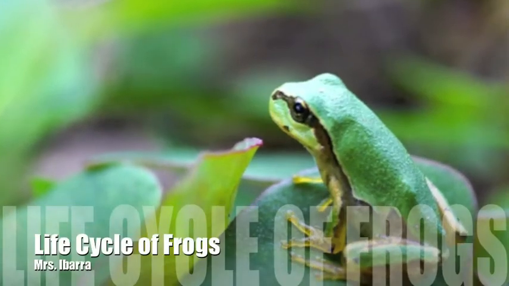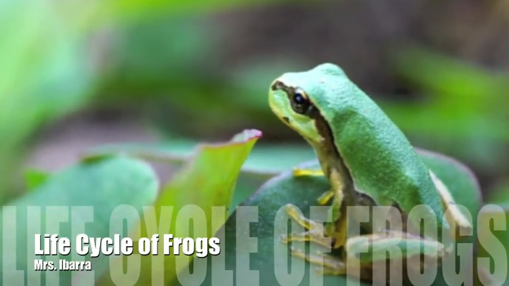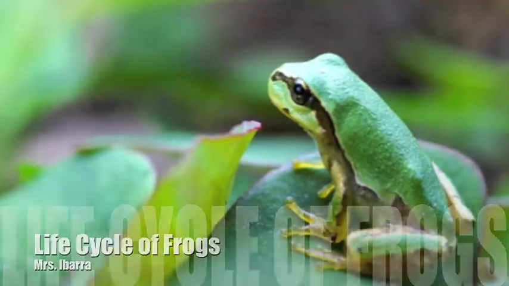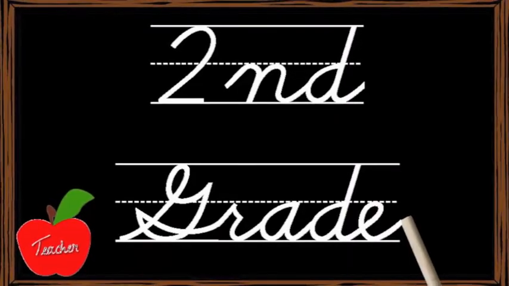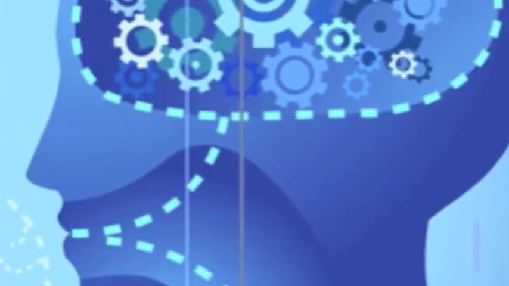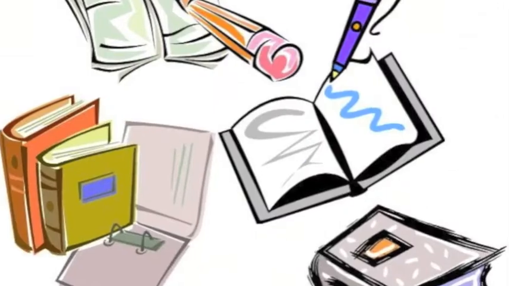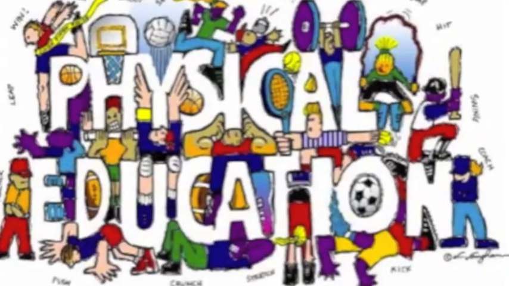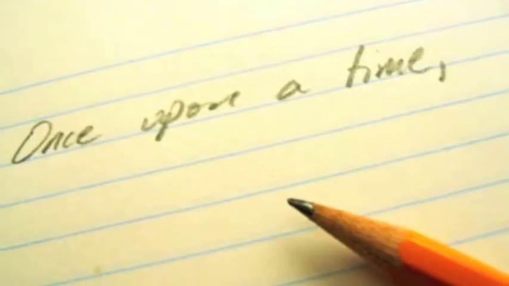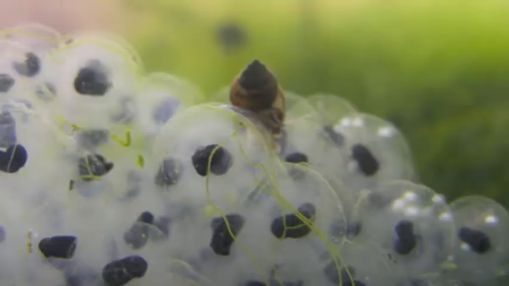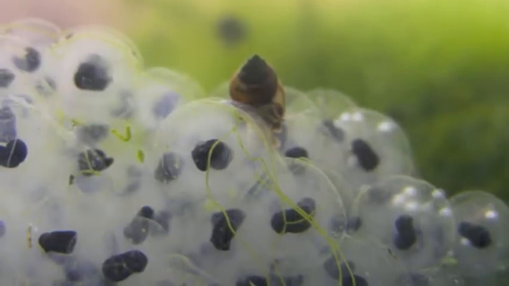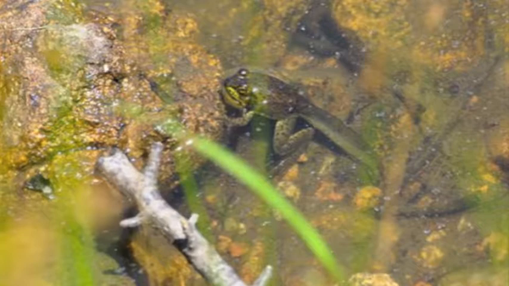Hi, my name is Myra Ibarra and my thematic unit is on the life cycle of frogs. This unit focuses on second grade standards as well as cognition and technology. It incorporates standards from different content areas, such as science, language arts, physical education, writing, and technology. This unit has many different goals and objectives, some of which are as follows.